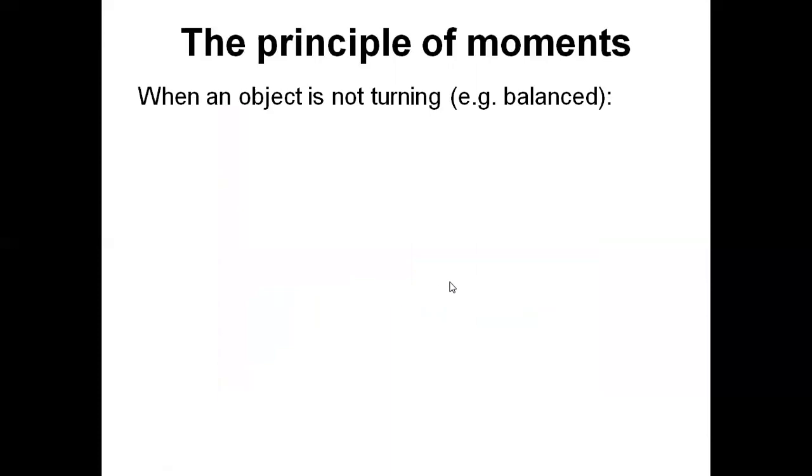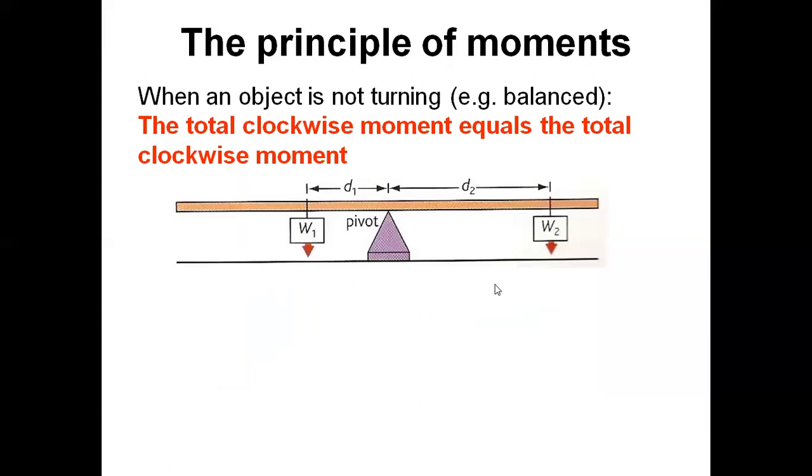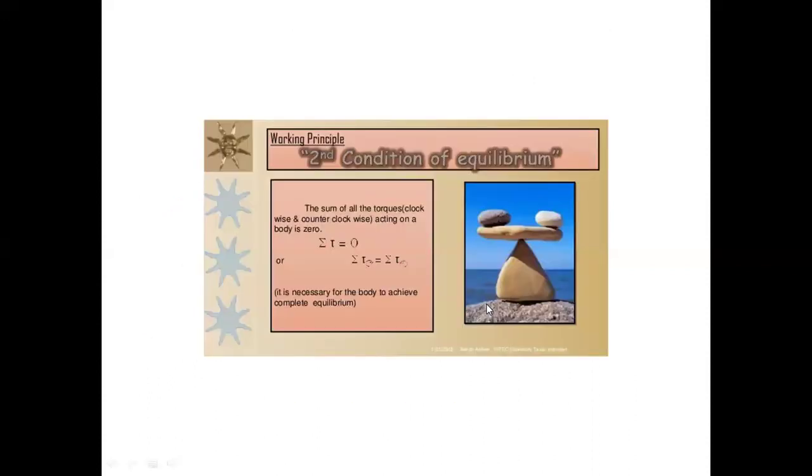And the second condition of equilibrium: first condition, the resultant force should be 0. Second condition, the total clockwise moment should be equal to the total anti-clockwise moment. So W1 into D1 will be equal to W2 into D2 if the force ruler is balanced. So this is the second condition, that is, the resultant moment is 0. If the clockwise moment is equal to the anti-clockwise moment, the turning effect will be 0 and the body will be in equilibrium. So for the body to be in equilibrium, the two conditions should be satisfied.